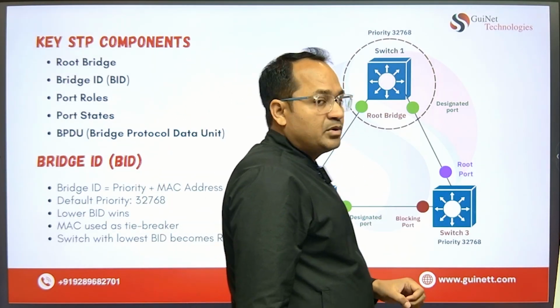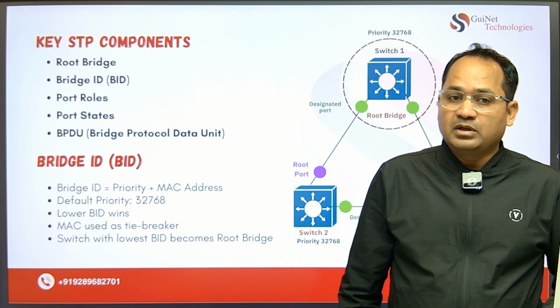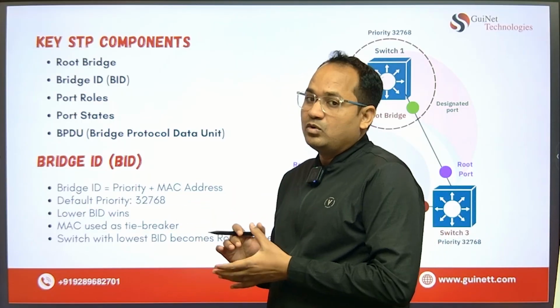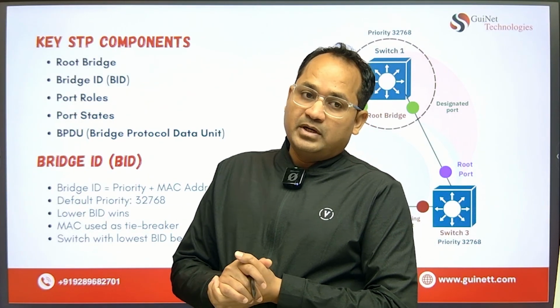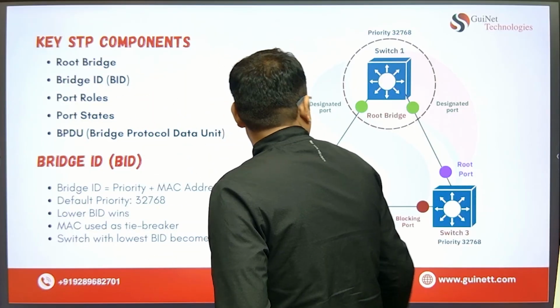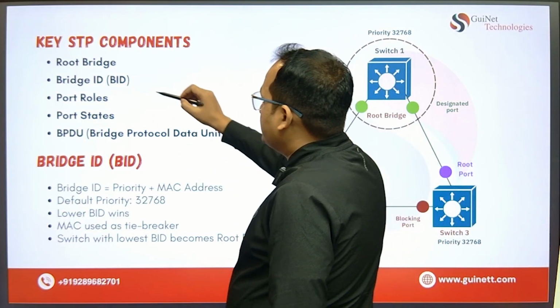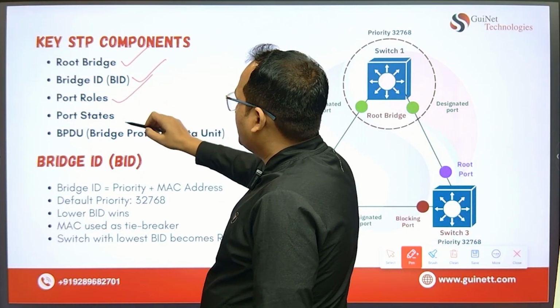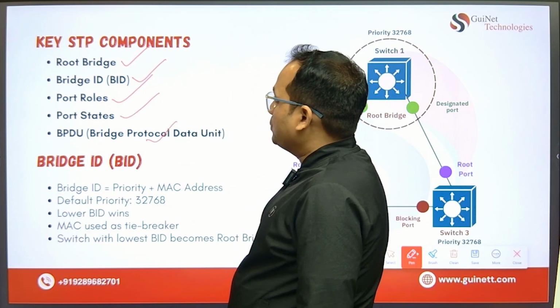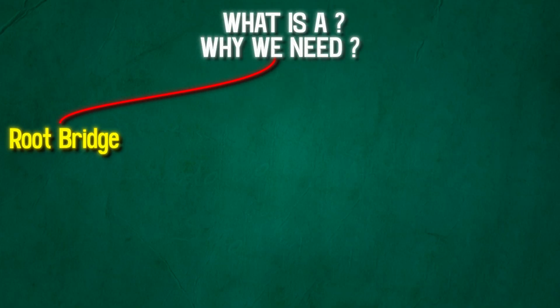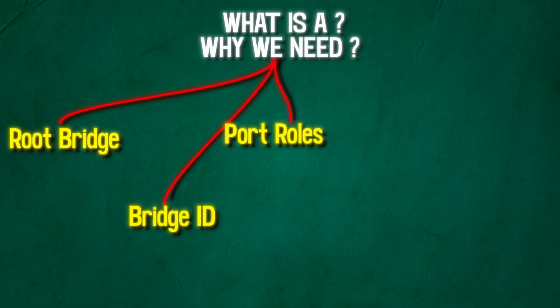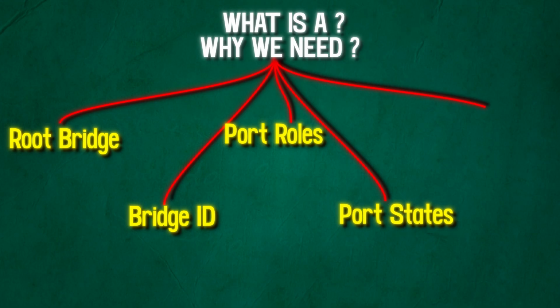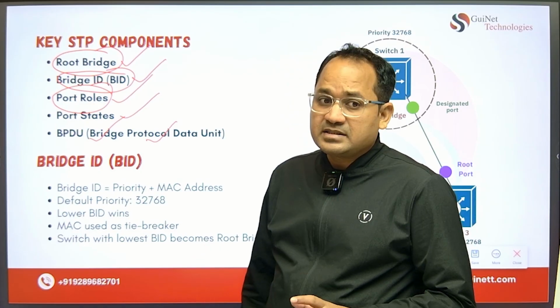Now, whenever you design any kind of STP protocol, key components are required. How is the loop going to be prevented, and what are the key components needed? The very first thing we require in STP is known as the root bridge. This is my root bridge, right? Again, we have the bridge ID, we have the port roles, we have the port states, and we have the BPDU. So if you want to understand STP in depth, you just have to understand what the root bridge is and why we need it, what the bridge ID is and why we need it, what the port roles are and why we need them, what the port states are, and most important, what the BPDU is. So let's understand one by one.